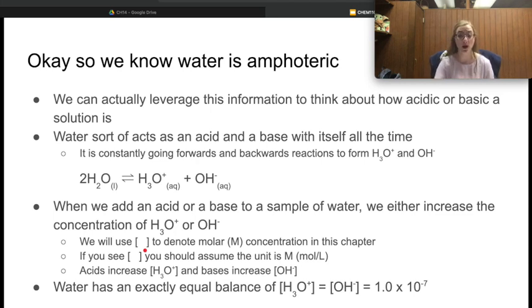So if you see square brackets around something like H3O+ written like this, or OH- written like this, that means we're talking about a molar concentration, how many moles per liter we have.